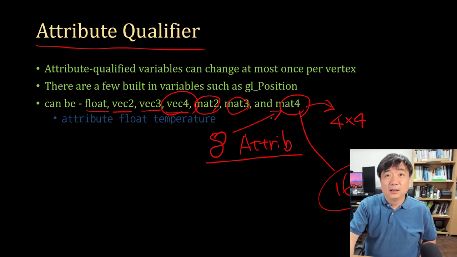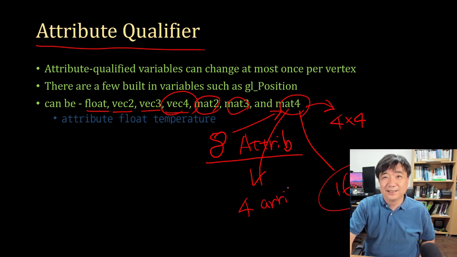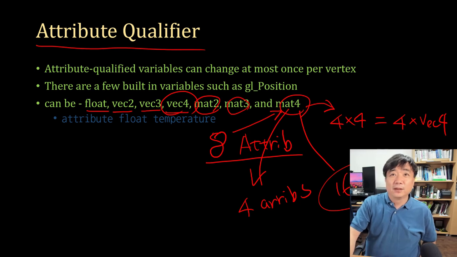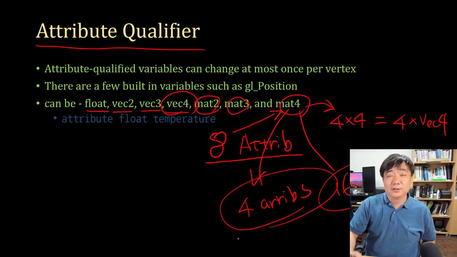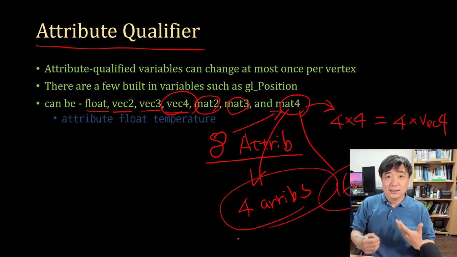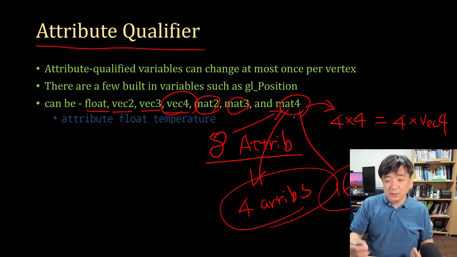But in case of a matrix 4x4, some implementations consume 4 attributes. Okay, because the 4x4 matrix is the same as 4 vec4s, so sometimes if we use a mat4 attribute qualifier, then some implementations consume 4 attributes. So it is not possible to use 8 mat4 attributes in some implementations.